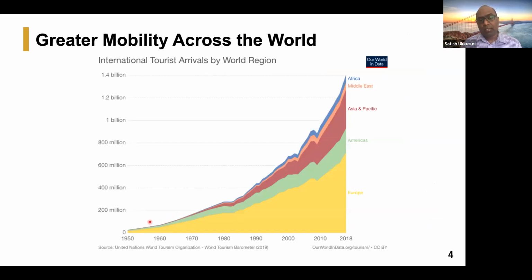If you see this chart here, we can see greater mobility across the world. If you look at the amount of international travel that's been happening, you can see the rapid increase from 1950 till today, from less than 100 million to more than 1.5 billion trips in terms of tourism. So there's a greater movement of people across the world, and these movements increase the interactions and contacts of people to people, but also people with wildlife, increasing the opportunities for spread of infectious disease.